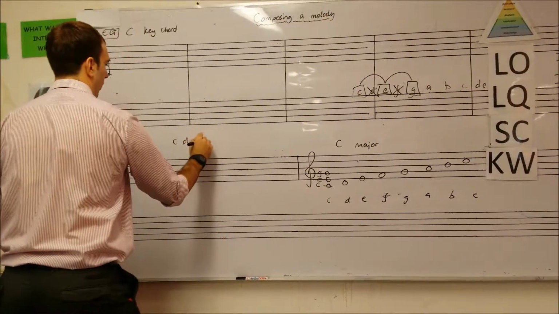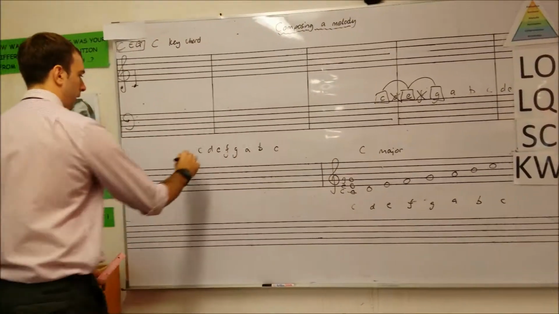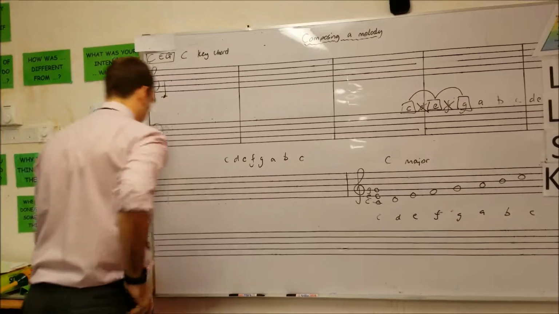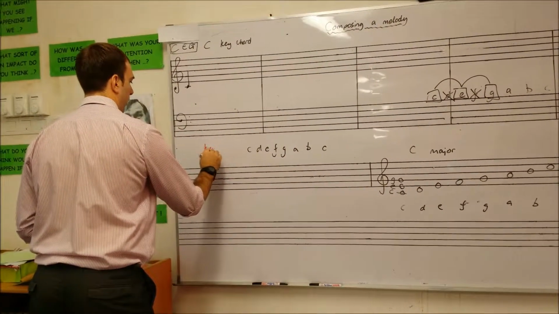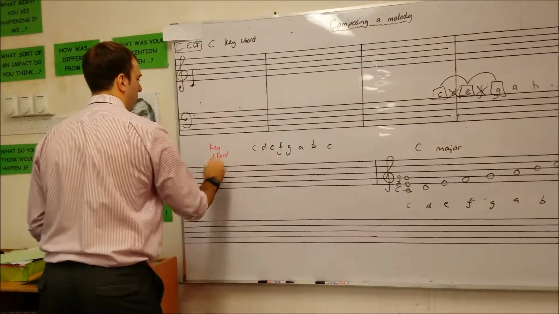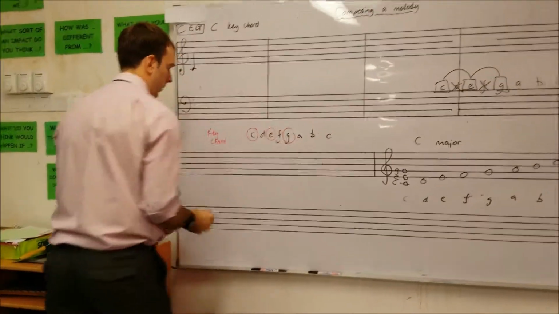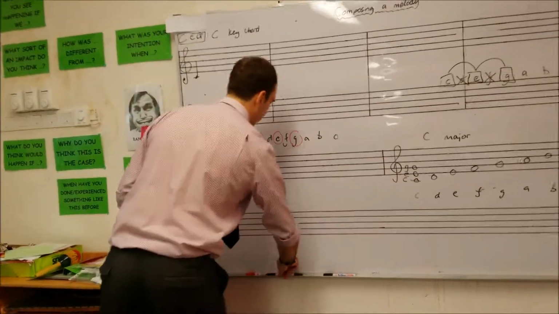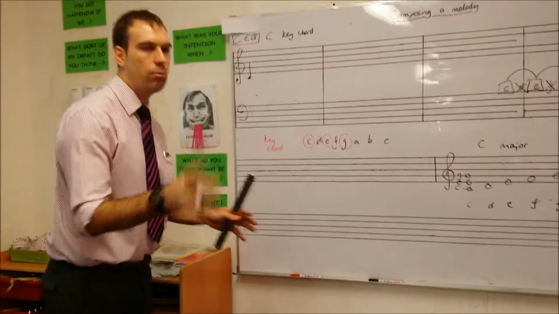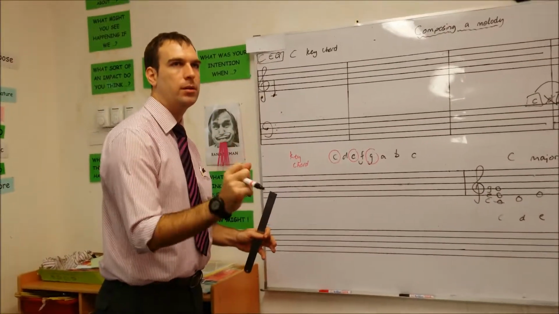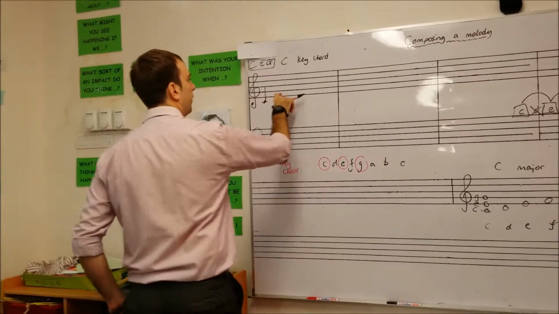Here's your C major scale: C, D, E, F, G, A, B, C. The ones in red are key chord notes: C, E, G. All the rest are passing notes: D, F, A, B, C. So I'm going to combine key chord and passing notes to create this little tune. It's going to roughly go upward.